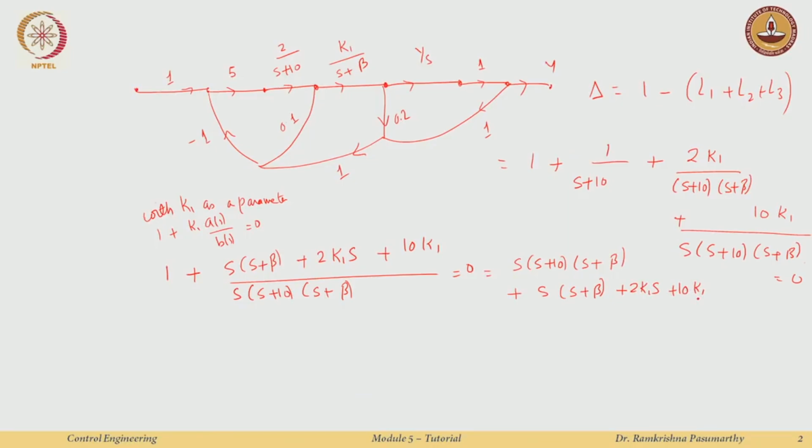Okay. So, this will further simplify into s plus beta times s plus 11 plus twice k1 times s plus 5 equal to 0, which I could also equivalently write as 1 plus twice k1 times s plus 5 over s plus beta times s plus 11 equal to 0.